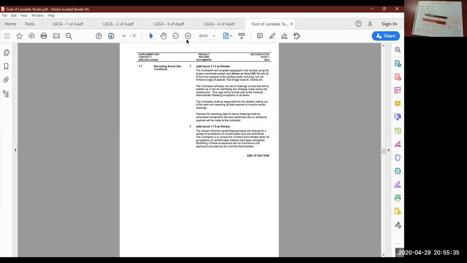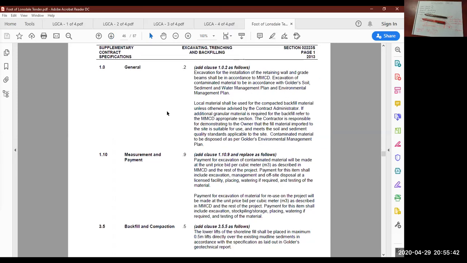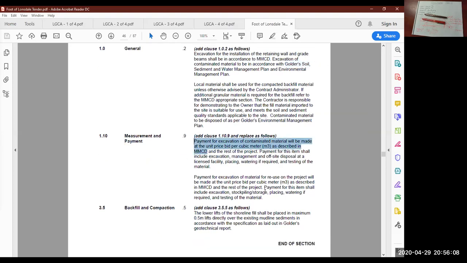Record documents. Here is the excavating, trenching, and backfilling supplementary spec. It gives you a general section. It tells you this is to be used for installation of a retaining wall and grade beams in accordance with MMCD. For excavation of contaminated material, you're supposed to follow the geotechnical engineer's direction. It tells you how excavation will be measured and paid.